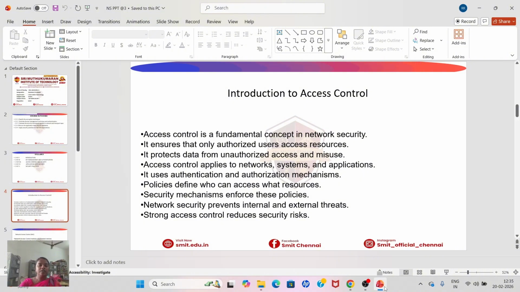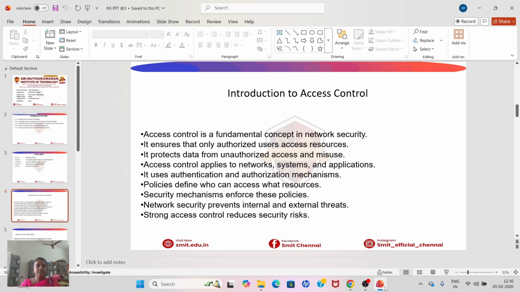Access control is a security mechanism that regulates who, the users, processes, systems and all, can access which resources, like files, database, networks, and systems, and what actions they are allowed to perform. It is a fundamental concept in network security. Let us see what is access control.